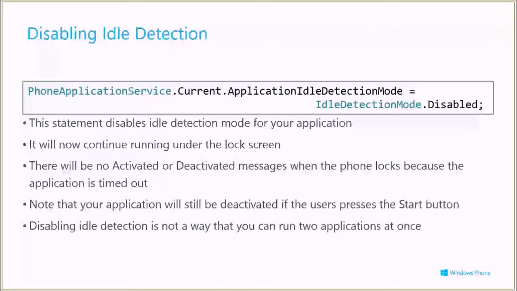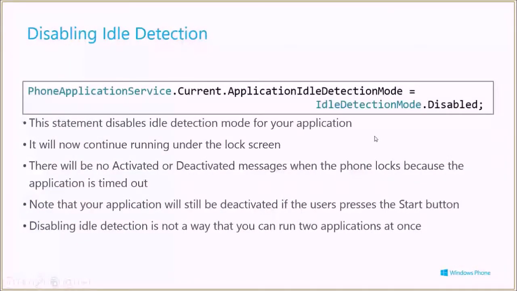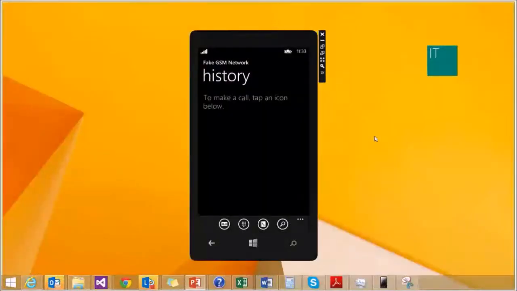So how do we disable the idle detection? It's very easy. Just one line of code: PhoneApplicationService.Current.ApplicationIdleDetectionMode, and you just turn that to disabled. Once you use that one, then you're done. You can just lock or unlock, and actually keep your application running in the lock mode or the unlock mode.